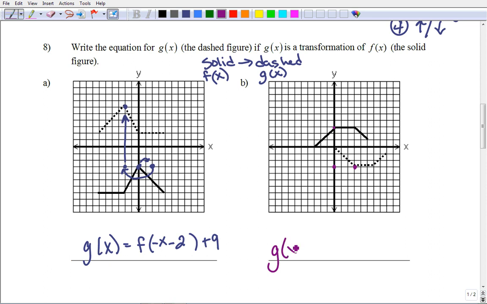So g of x equals, so I know it's going to move to the right 3, so 1, 2, 3, and then reflecting it across the x-axis. So this means to the right 3, and then reflecting across the x-axis, we'll put a negative in the front. So you can always check. So if I picked this point to test it, I go to the right 3, 1, 2, 3, and then reflect, that is the correct corresponding point.